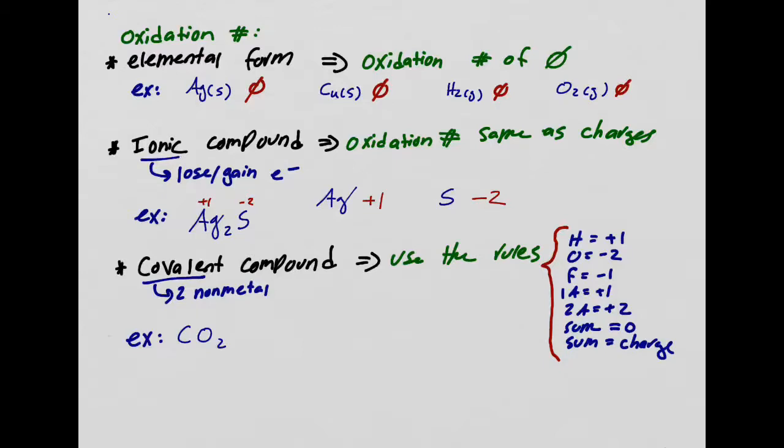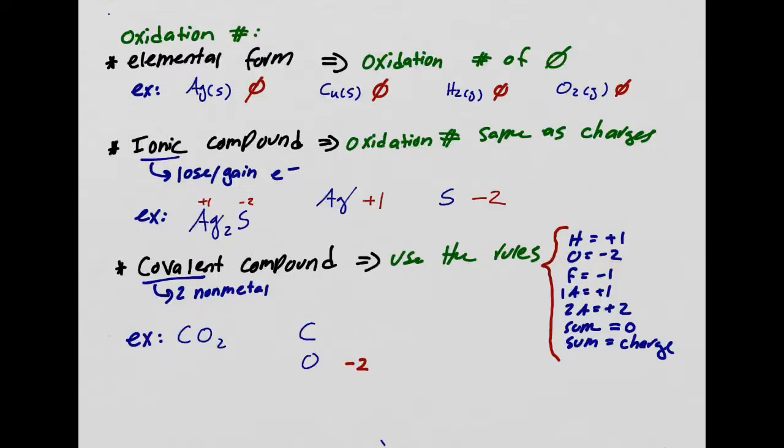Okay. Now, ready to do one here together? So CO2. Do you agree CO2 is a covalent compound? It's a covalent compound because I have two non-metals together. Now, I want to figure out the oxidation number for carbon and the oxidation number for oxygen. Remember what we talked about. The oxidation number for oxygen will always be -2. That doesn't change. So it's really the carbon that I need to figure out.